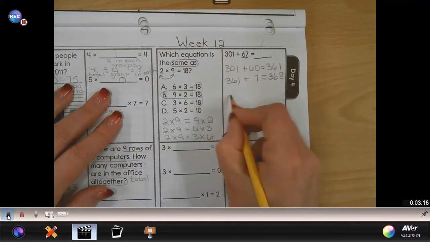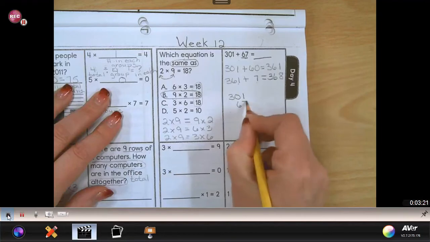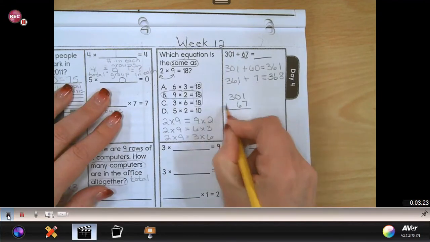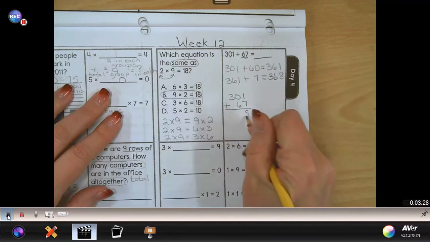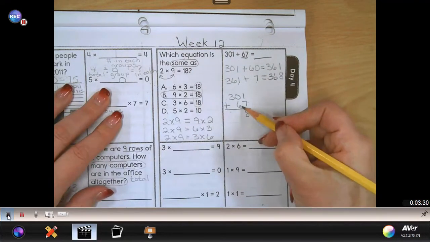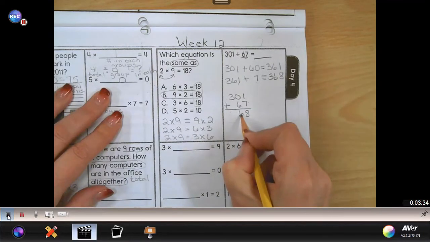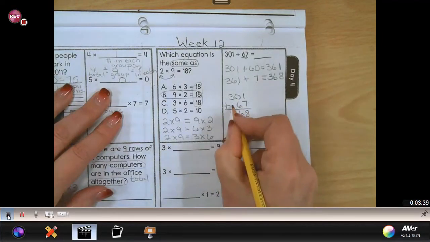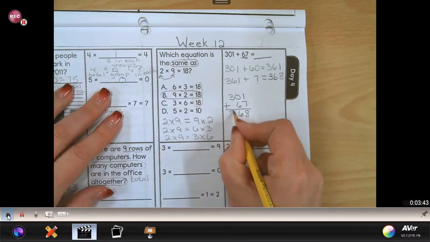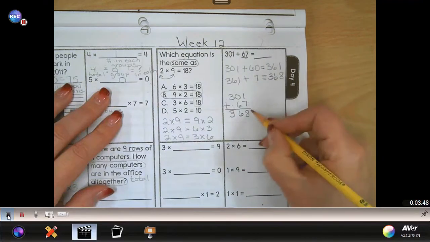If I showed it as an algorithm, meaning I'm lining up my columns by place value, I'm showing that I have 7 and 1 makes 8, 60, and no tens here is still going to be 60, and I'm not adding any hundreds, so it's like having a 0 here, but we don't start numbers with 0 unless there's a decimal, so that's 368. So again, these should match.